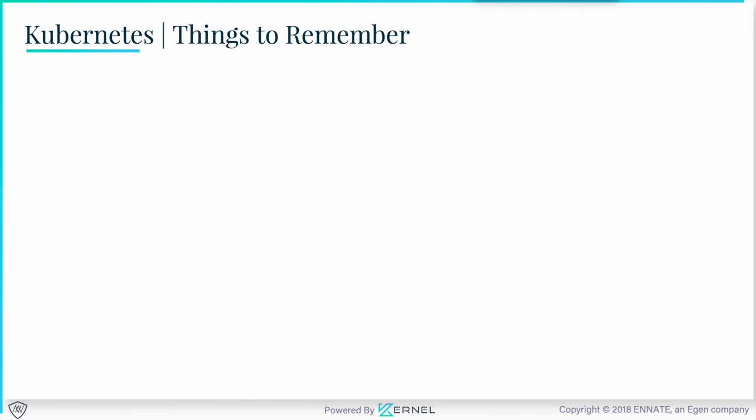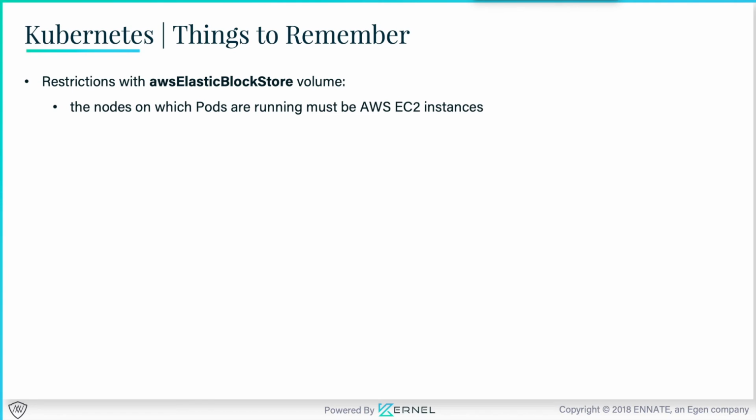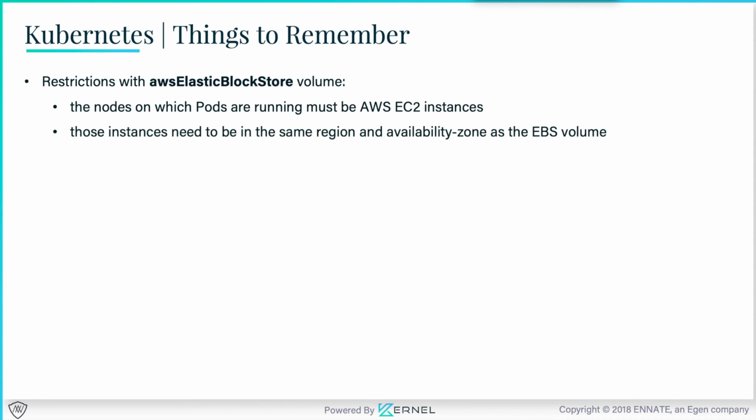Everything is just YAML. So last slide, things to remember, and these are coming from our experience working with persistent volumes and StatefulSets. There is a specific gotcha with EBS volumes that you have to keep in mind. EBS volumes in AWS cannot be used across availability zones. So make sure you have more than 1 node in your Kubernetes cluster per AZ if you are using EBS volumes. The nodes on which your pods are running must be, of course, AWS EC2 instances. Those instances need to be in the same region and availability zone as the EBS volumes.